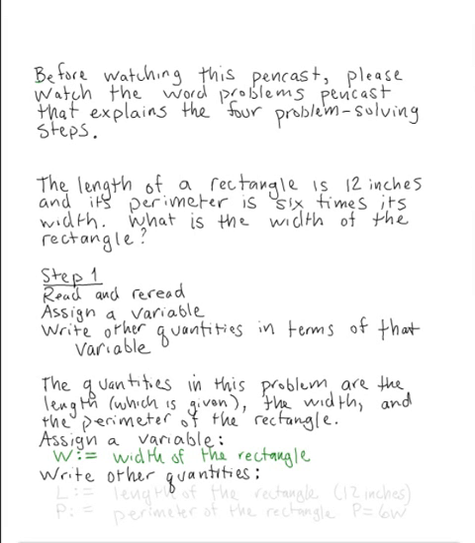Now we want to write other quantities involved in this problem in terms of that width if we can, remembering that sometimes the information will be given to us. So one of the other quantities in this problem is the length. So we'll use L to represent the length of the rectangle. And that was given to us. We know that that's 12 inches. Another quantity in this problem is the perimeter. We'll use P for perimeter. So P colon equal sign perimeter of the rectangle.